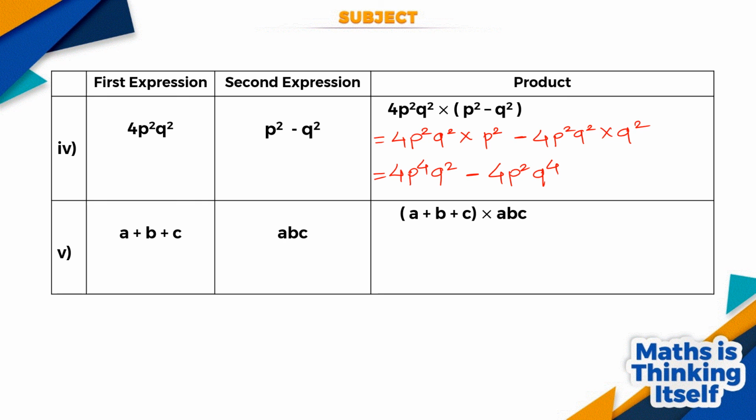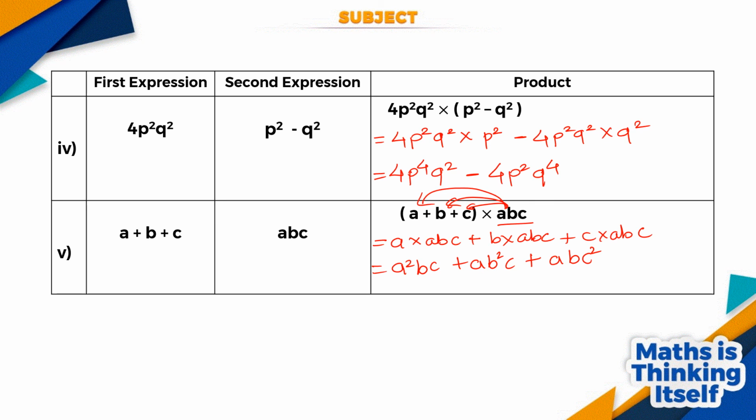Now the fifth one, similarly we can solve. abc is multiplied with each term in the trinomial, and you get a multiplied by abc plus b multiplied by abc plus c multiplied by abc, and you get your answer a square bc plus a b square c plus abc square, which is your final answer.